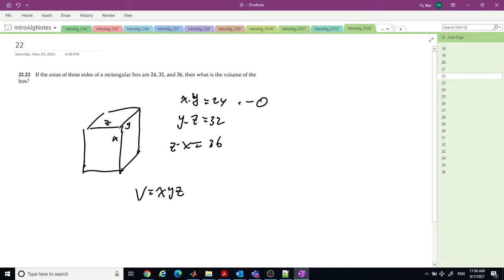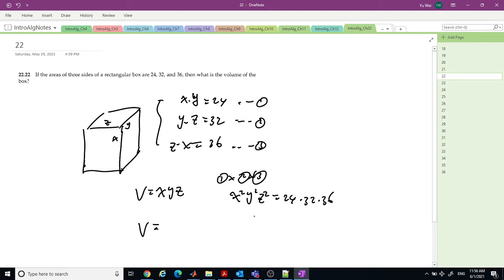So if you only want to know xyz, right? You can see the 1 times 2 times 3 will give you x squared, y squared, and z squared equals 24 times 32 times 36. So you take the square root, okay? So then you take the square root of 24 times 32 times 36, okay? Then this will give you the answer of 96 root 3.